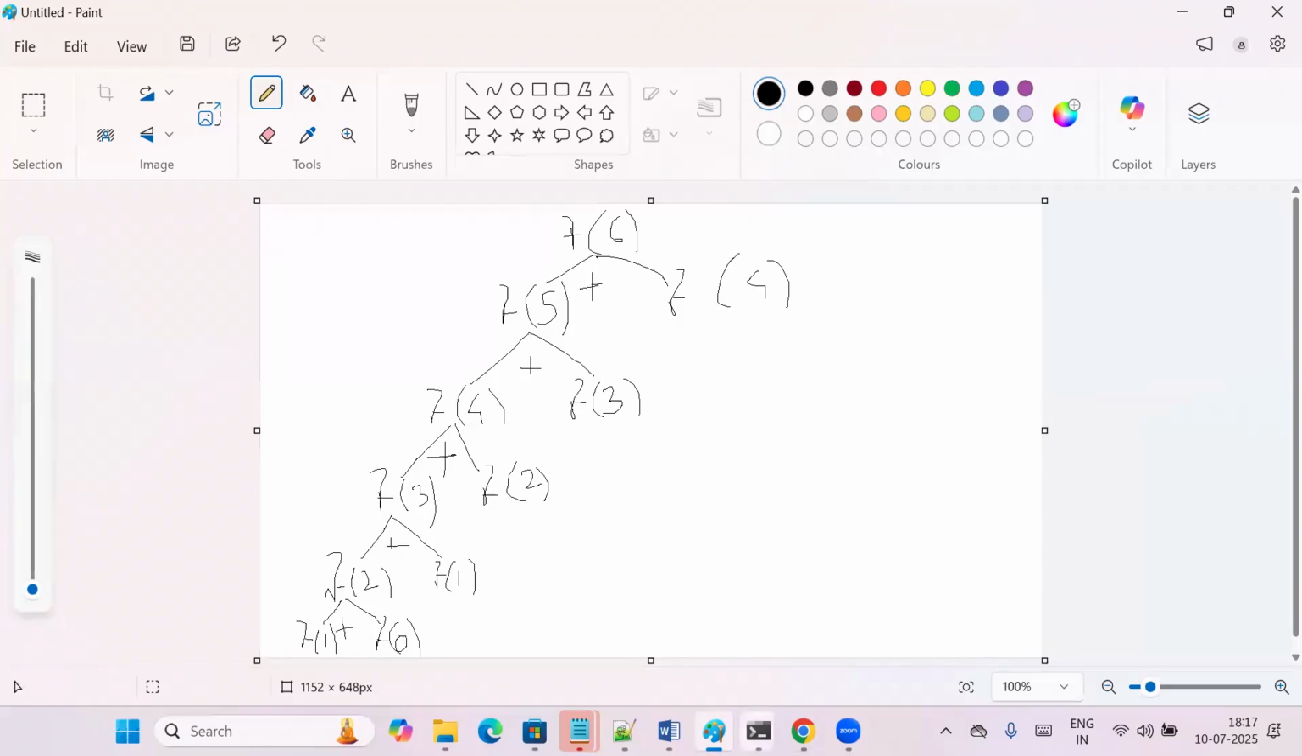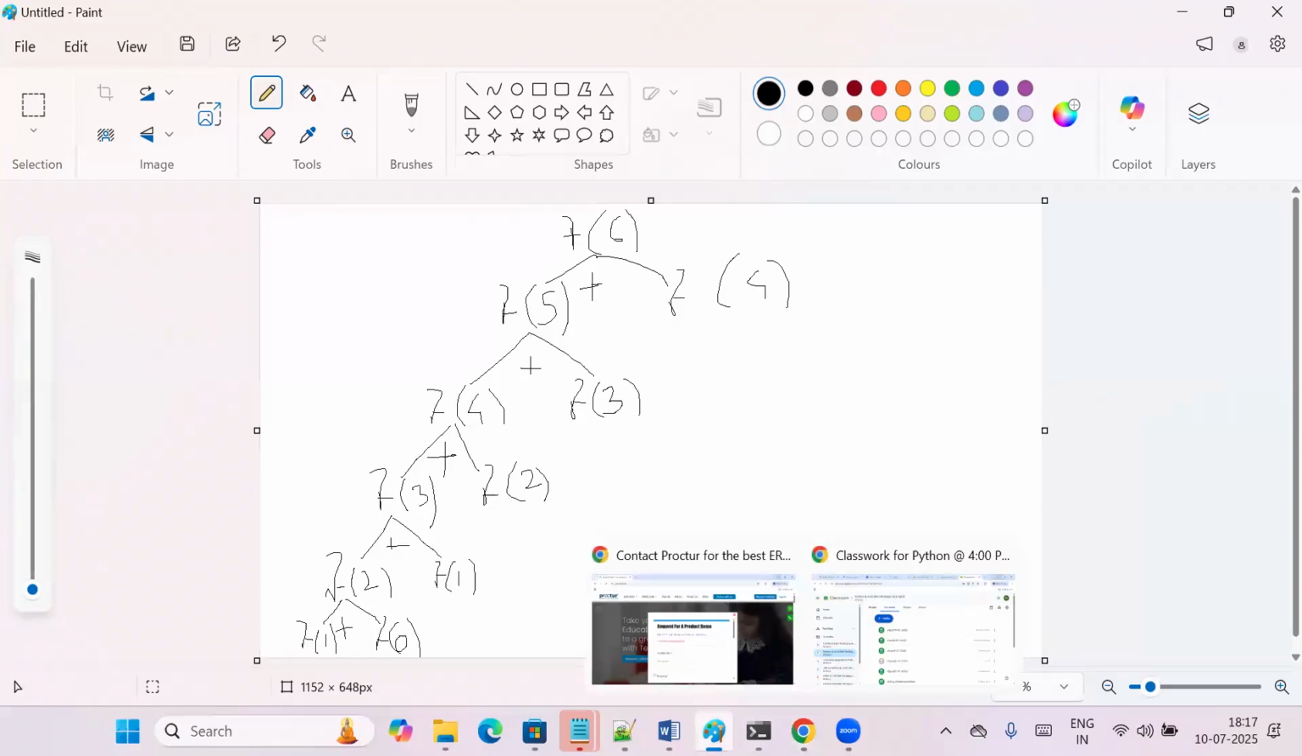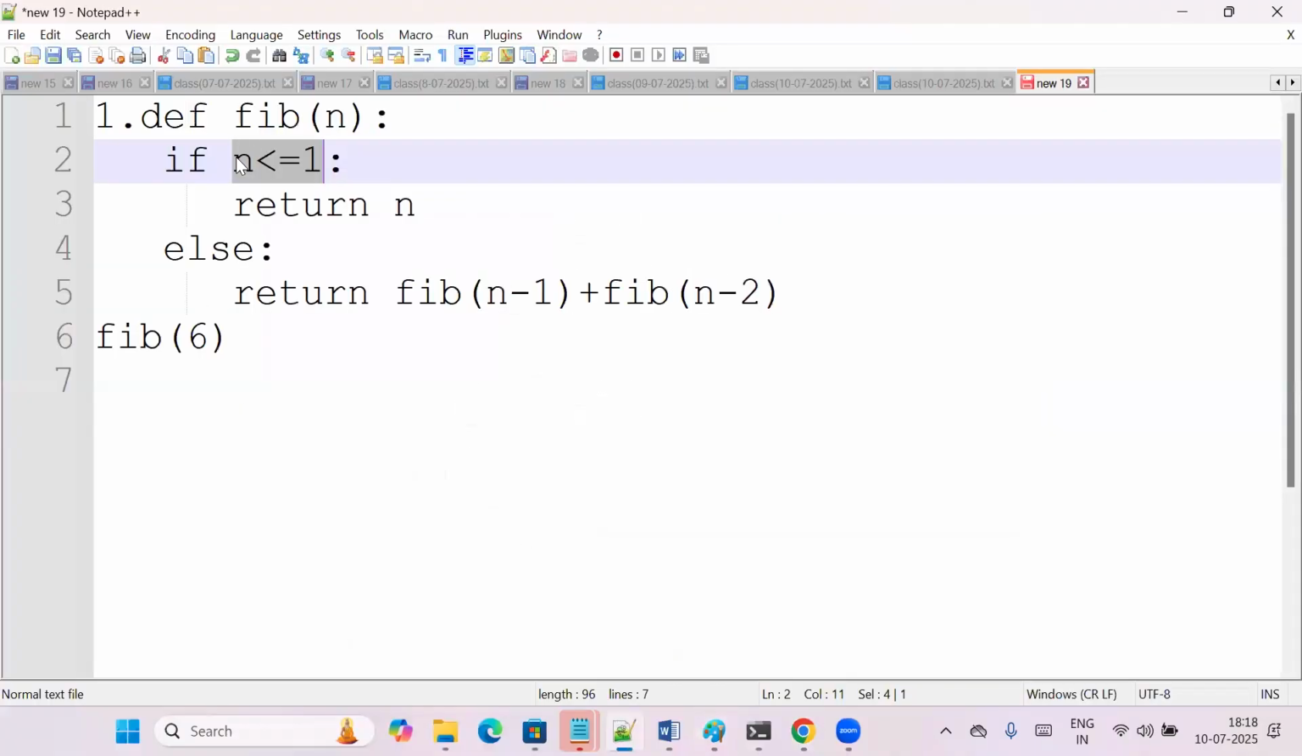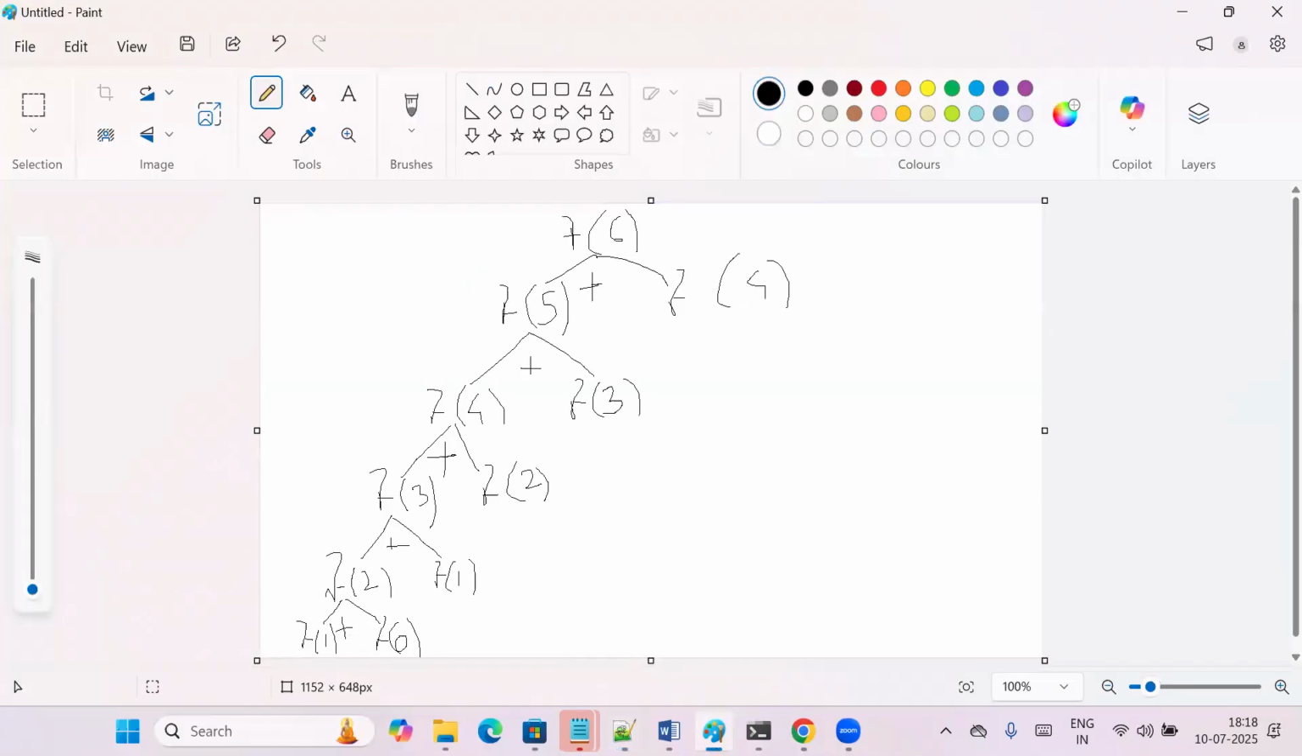Is any value given for f of 0 here, guys? Check it once. What is the condition? N is less than or equal to 1, which means it will return 0. Are you able to understand how I formed the function here?